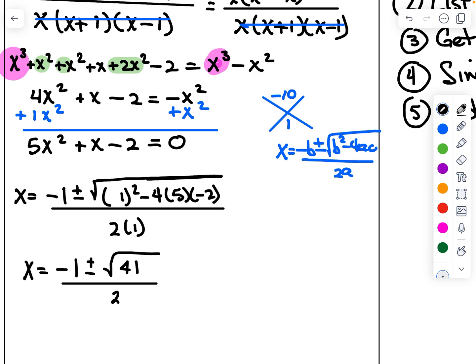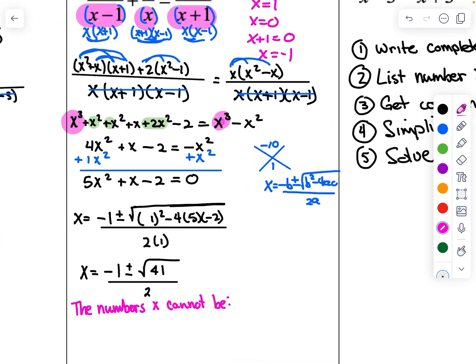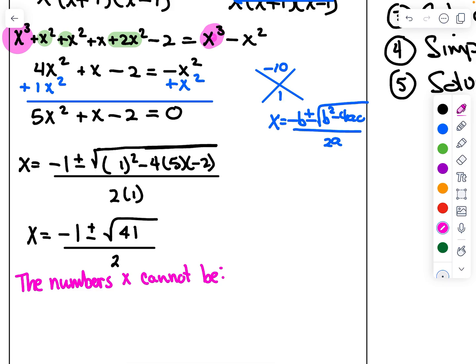So in Canvas, the way you're going to write this is the numbers x cannot be zero and positive and negative 1. And x is equal to negative 1 plus and minus the square root of 41 divided by 2. That is it, my friends.